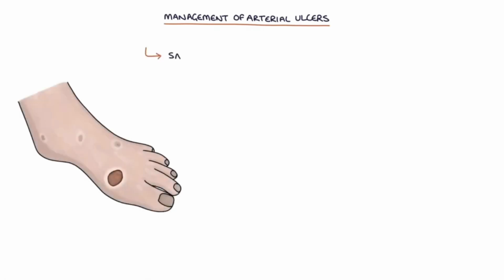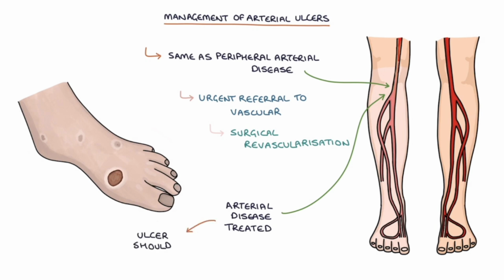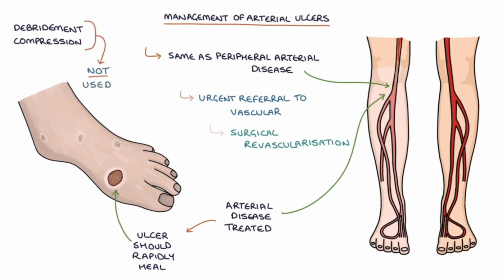Let's talk about the management of arterial ulcers. The management of arterial ulcers is the same as for peripheral arterial disease, with an urgent referral to vascular to consider surgical revascularization. If the underlying arterial disease is effectively treated, the ulcer should rapidly heal. Debridement and compression are not used to treat arterial ulcers. Arterial ulcers are essentially treated by treating the underlying peripheral arterial disease.